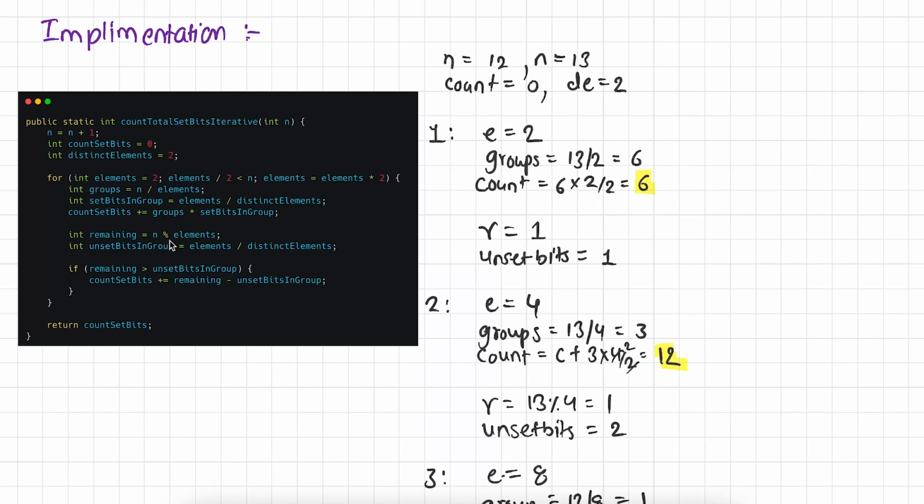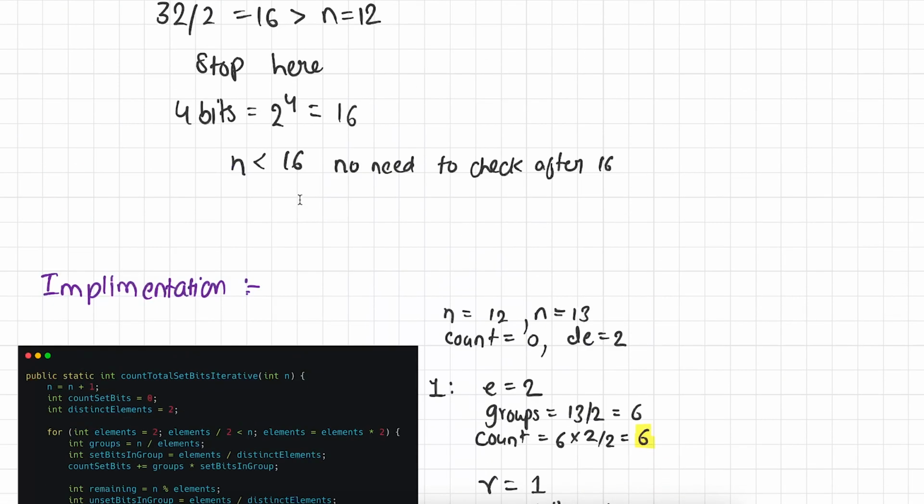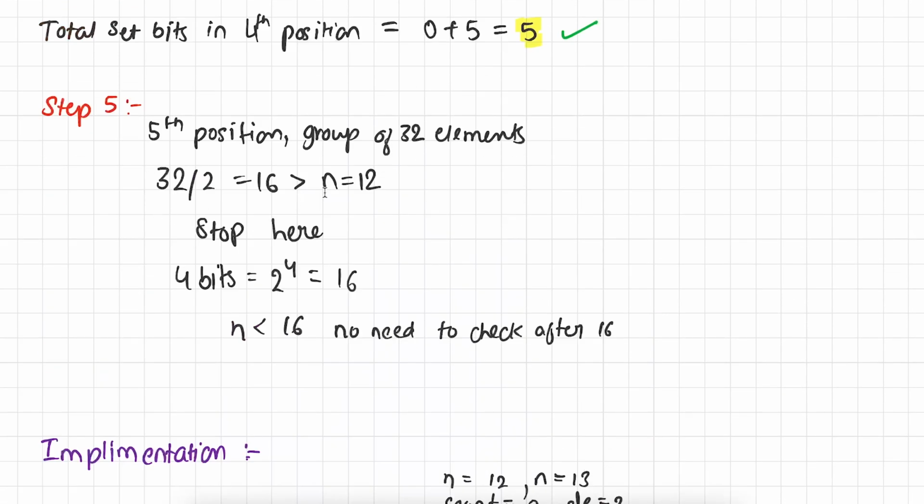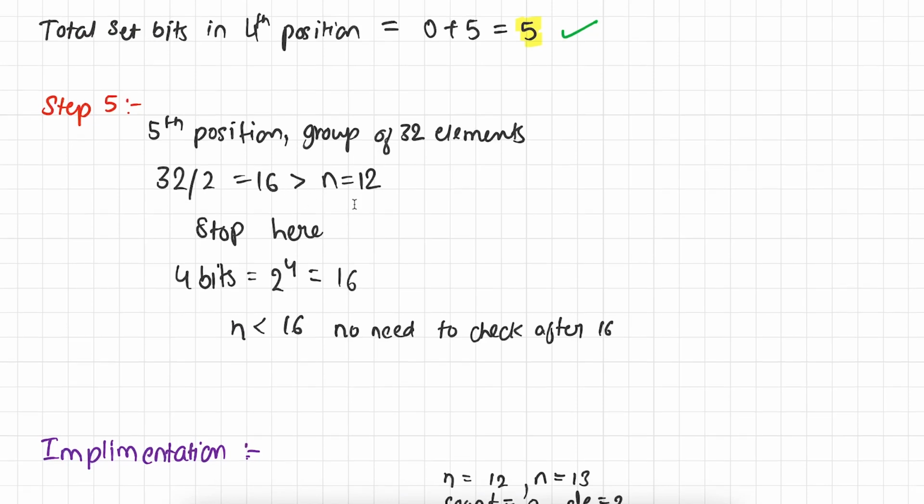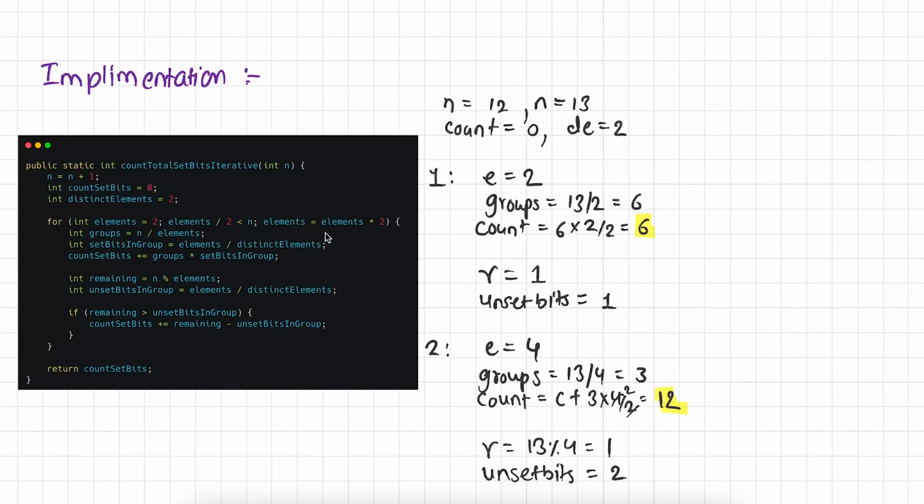Then we are initializing a variable count of set bits that is equal to 0. Okay. And the next variable is distinct elements. And how many distinct elements are there? 2, 0 or 1. And then we begin our loop with 2, because minimum elements in any group is equal to 2. So we begin this loop with 2. And in each iteration we are checking if elements divided by 2 is less than or equal to n. And this is exactly what we have discussed here, that if elements is greater than n, then simply stop. Okay. And then we are simply doing elements into 2, meaning every time we are multiplying the power of 2 by 2.